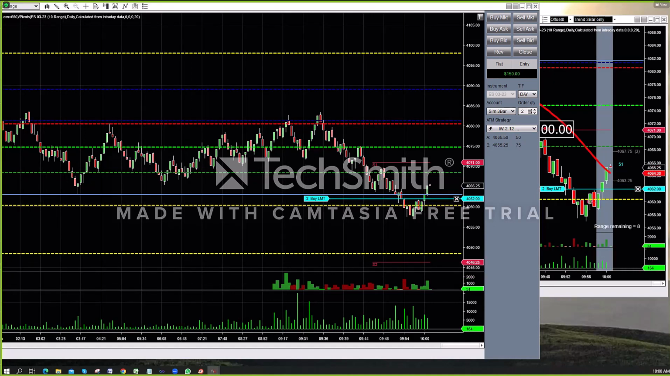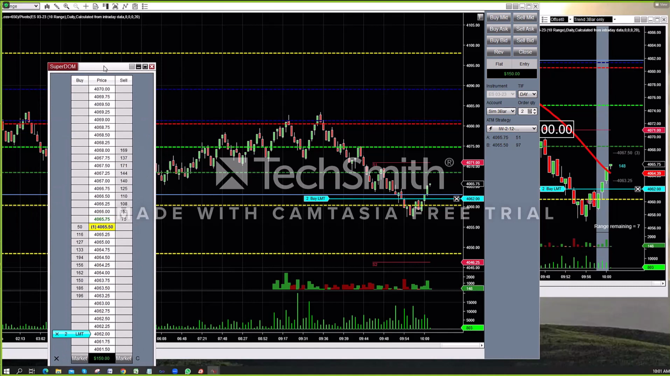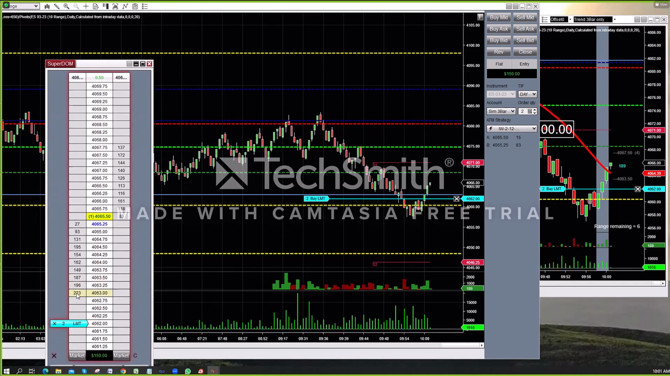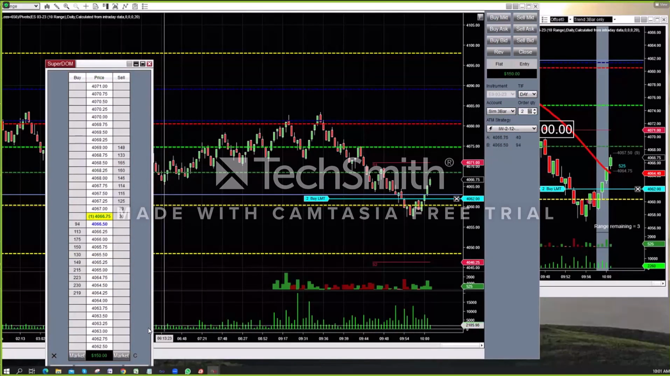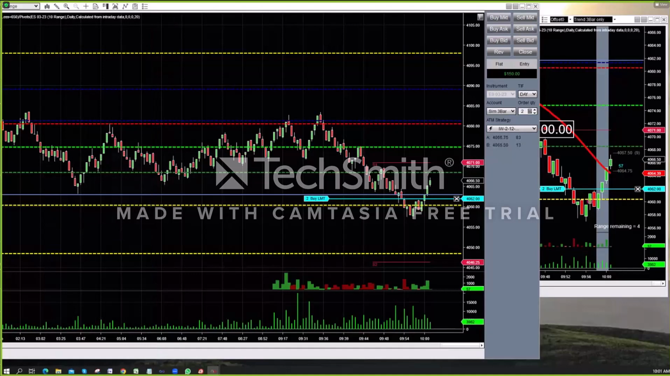So if you look at the dome, you got the dome open. You can see how thick it got over here. Look at the thickness of it, right? For it to come down, there's going to have to be a lot of people that it goes through. Oh, well. Missed it.